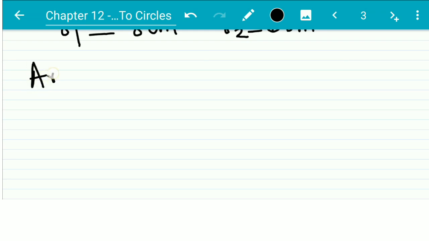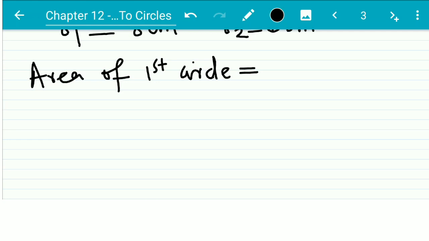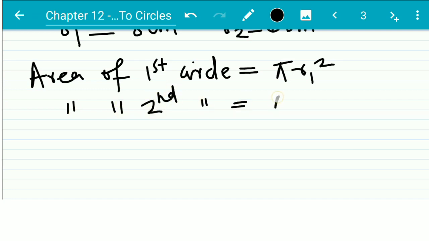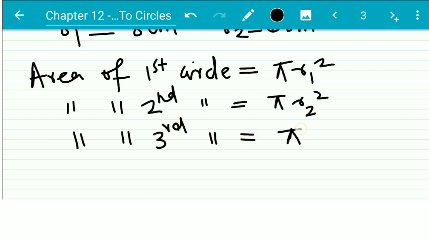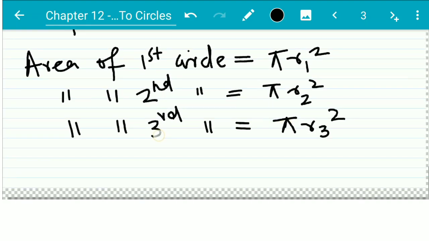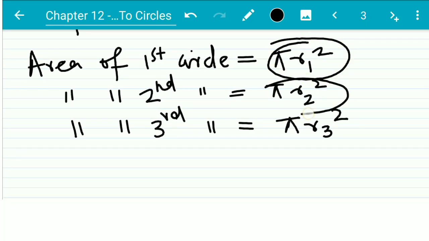First write area of first circle equal to, what was the area of the circle? Pi r square. So here it will be pi r1 square. Next, area of the second circle equal to pi r2 square. Area of the third circle equal to pi r3 square. So these are the 3 areas. Now as per the question, same way. They told area of circle 1 plus area of circle 2 is equal to area of circle 3.